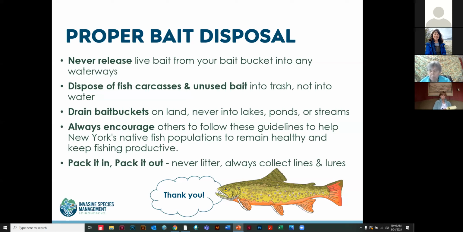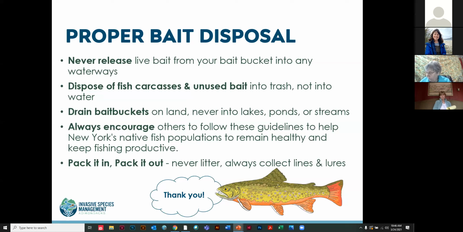Drain your bait buckets on land, never onto lakes, ponds, or streams. And always encourage others to follow the same guidelines that I've just mentioned. Proselytize to everybody you know. And then pack it in, pack it out.